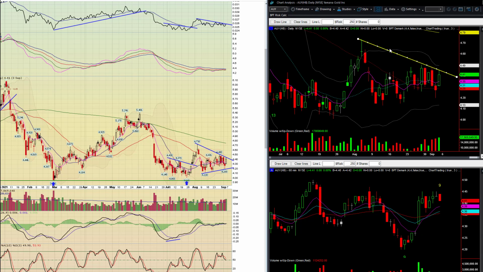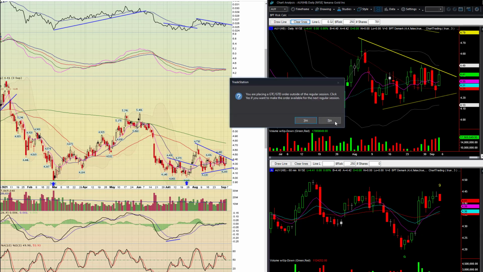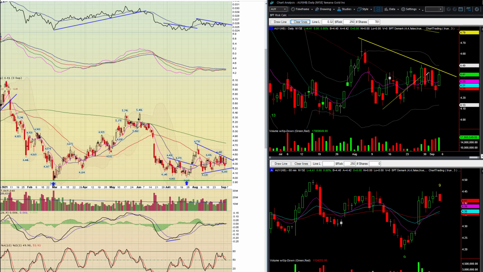Again, to me, what I like to do is, even though I've already drawn a pattern here, it's just good practice to go ahead and draw the same pattern on the chart that you're already going to place your trades from. There you go. So we have a coil here.